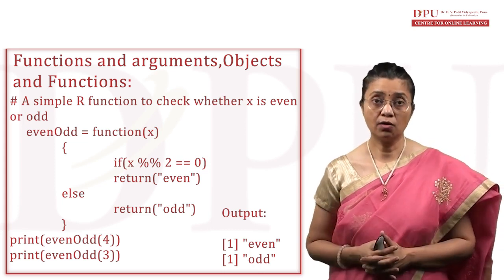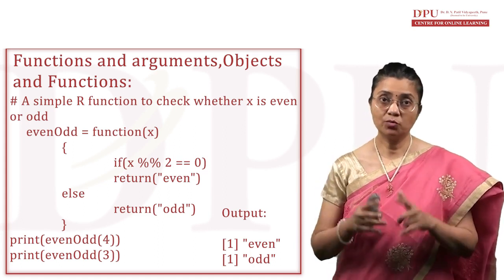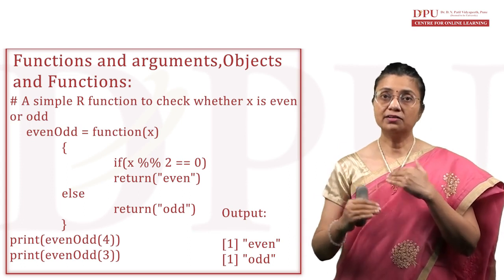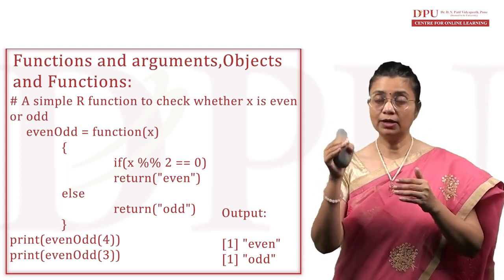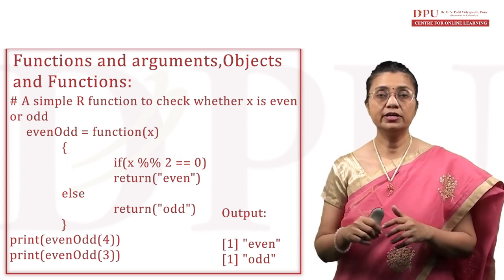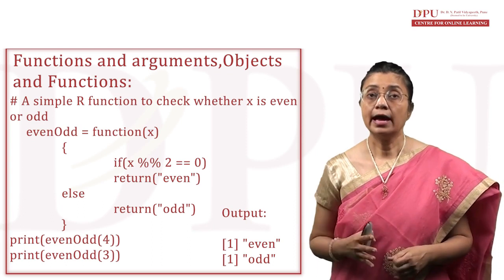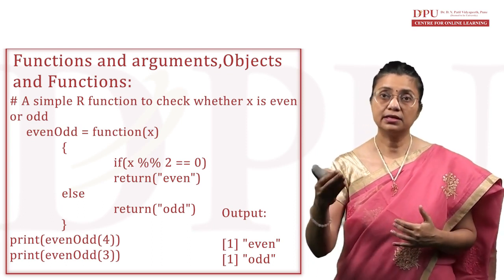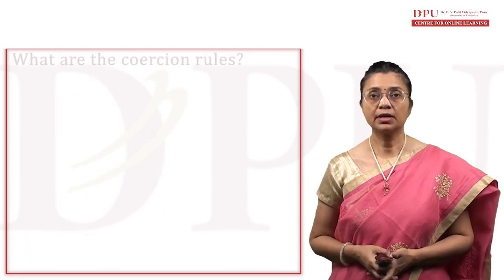So that is how we are calling the even_odd function within the print function with a value, and that value is substituted for the x variable. So whatever value I am passing within the even_odd function, that value replaces the x, and that value is divided by 2, and respectively either even is printed as an output or odd is printed as an output.